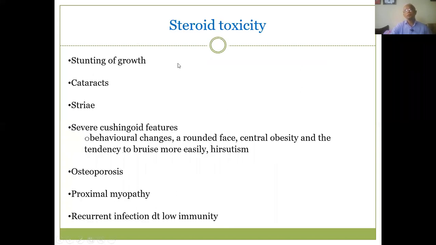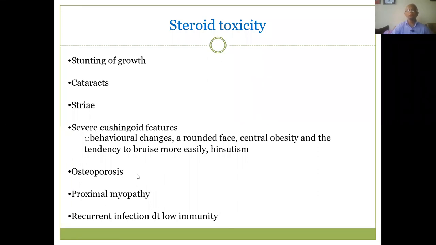Now, if you use the steroid for a prolonged period, there may be some side effects. Even steroid toxicity can occur. That is, stunting of growth can occur in children. There may be cataract; presenile cataract can occur due to steroid therapy. There may be abdominal striae, and there may be Cushingoid features. That is rounded face, central obesity, tendency to bruise more easily, and hirsutism. And this Cushing syndrome can occur due to iatrogenic steroid use for a prolonged period.